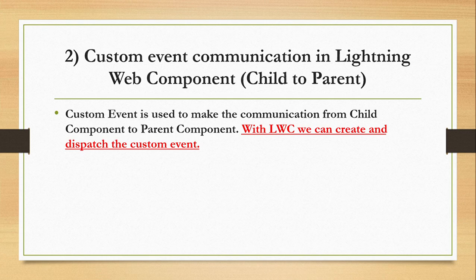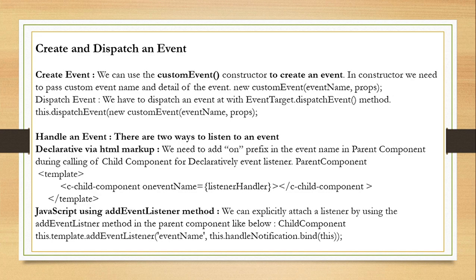How do we communicate from child to parent in LWC? We can use a custom event to make the communication from child to parent. We can create an event and dispatch the custom event. To create an event, we can use the CustomEvent constructor. In the constructor, we need to pass the custom event name and the detail of the event, that is new CustomEvent('page', {detail: props}), and we have to dispatch it with the dispatchEvent method: this.dispatchEvent(new CustomEvent('eventname', {detail: props})).